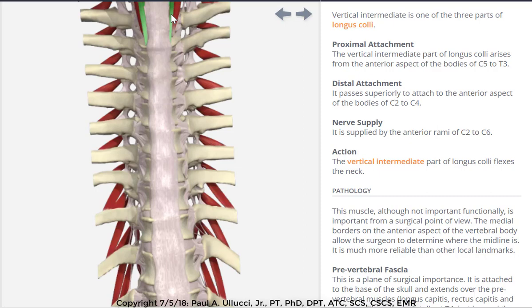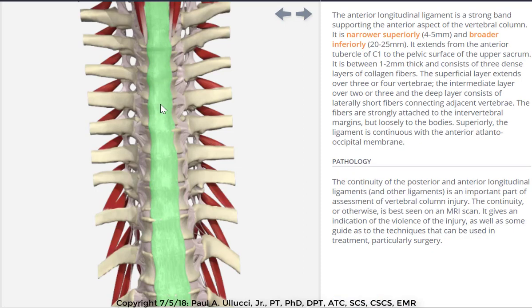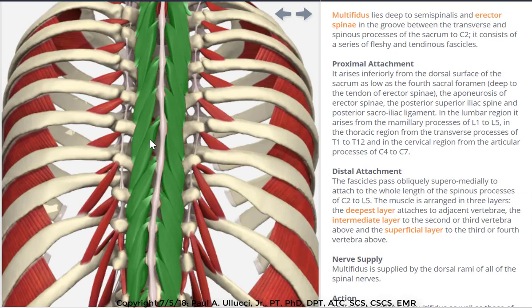Actually, there's three heads, but I'm showing you two, inferior oblique and then the vertical intermediate. Again, just know longus coli. If you remember, I was pretty specific about that. You don't need to go into that much detail into the different heads of longus coli for semester one for sure. Anterior longitudinal ligament again. So now we've added some more deep rotators.